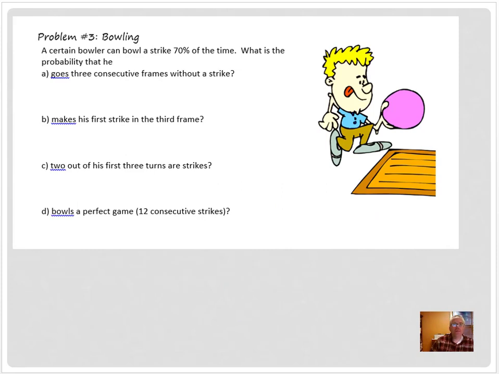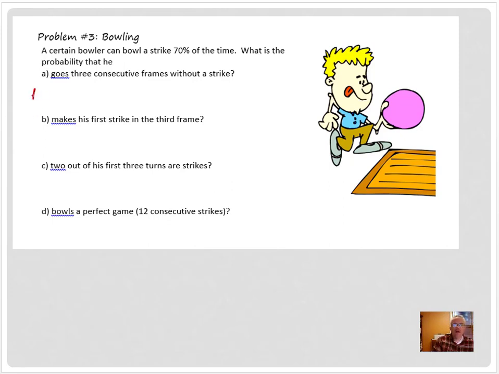All right, one more example. This one's about bowling. So a certain bowler can bowl a strike 70% of the time. That's really, really good. We're going to assume that each time he bowls a frame, what he gets is independent of the last time he bowled. So we're assuming each time he bowls is independent of the other times. All right, so what is the probability that he goes 3 consecutive frames without a strike? So he goes 3 times and doesn't get a strike.